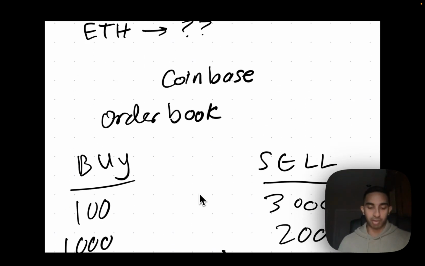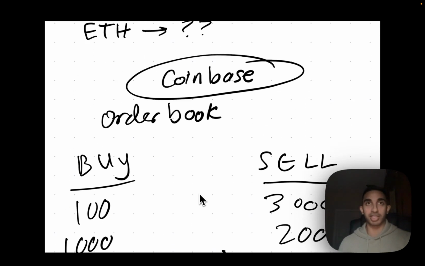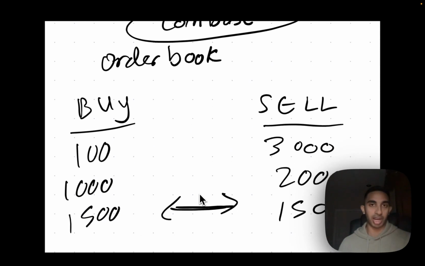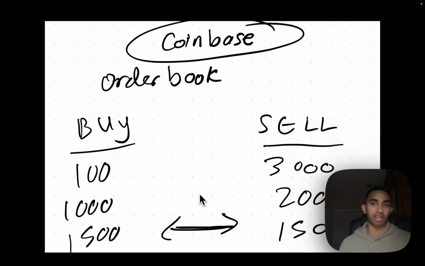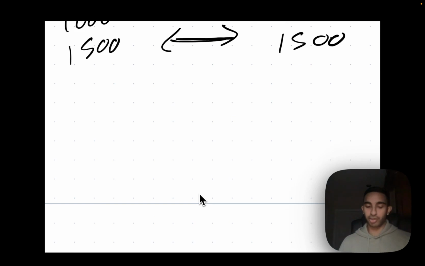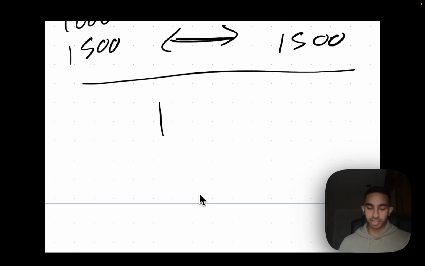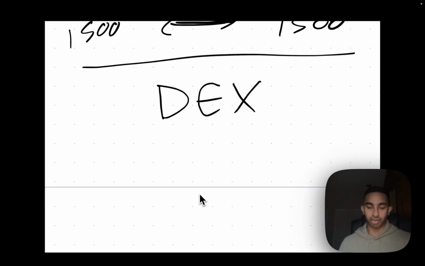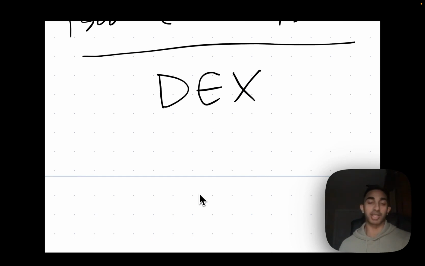But remember, Coinbase is actually controlling this entire thing. They're managing the order book, and they're the trusted party that's actually managing this order flow. And that's Coinbase's entire business, that they're the intermediary for these buyers and sellers. But Uniswap doesn't work this way. Uniswap is something called a decentralized exchange. So there's no central party intermediating these transactions.